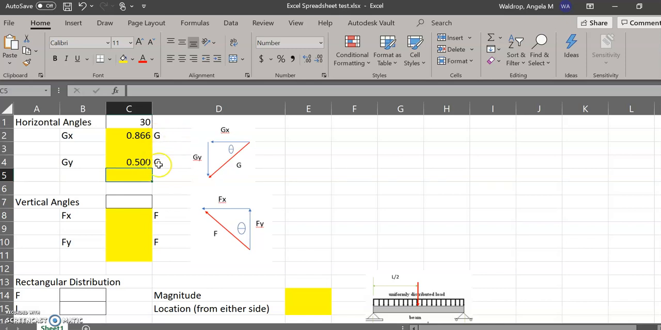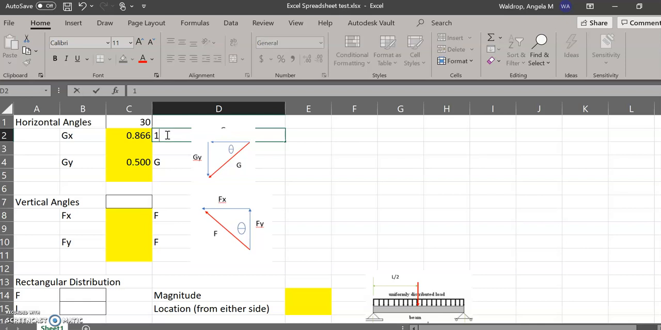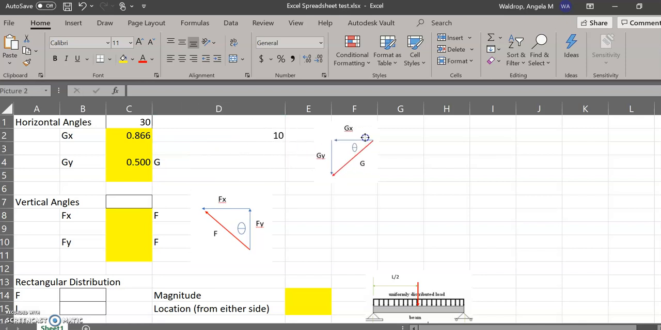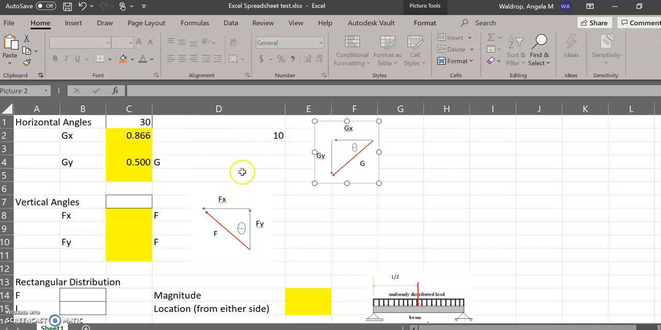So let's say that I also want to supply a value for G. So instead of having the symbol G here, I can delete that and type in a value, any value. So let's just use the value 10 as a test. And I'm going to move this picture over. That way it makes a little bit more sense.